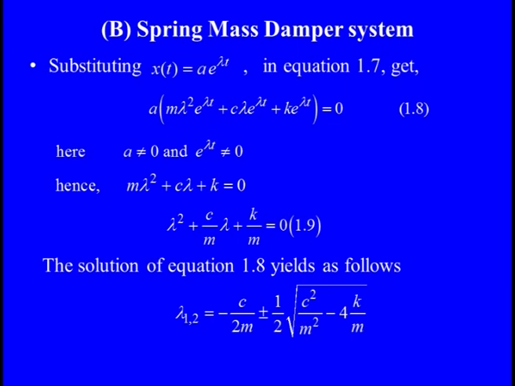Here, the c by m and k by m give a very specific characteristic, which we are going to discuss. The quantity under the radical is called the discriminant, and the value of this discriminant decides whether the roots are real or complex. So now we are going to first define the terms involved.